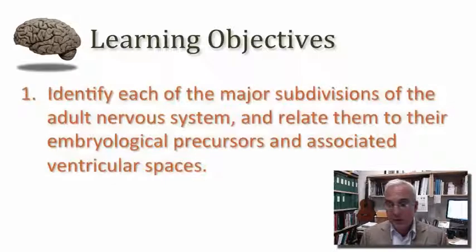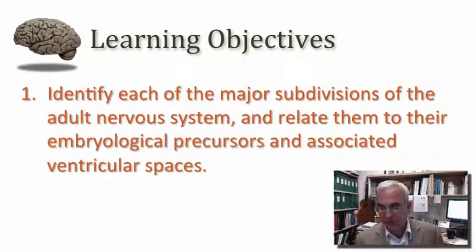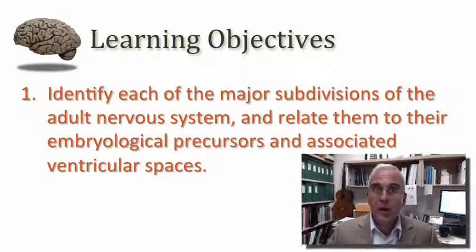And in so doing, I want you to be able to identify each of the major subdivisions of the adult nervous system. But now I want you to be able to relate them back to the embryological precursors and associated ventricular spaces. After all, we're entering Unit 5 of medical neuroscience, and our goal is to understand the changing brain.